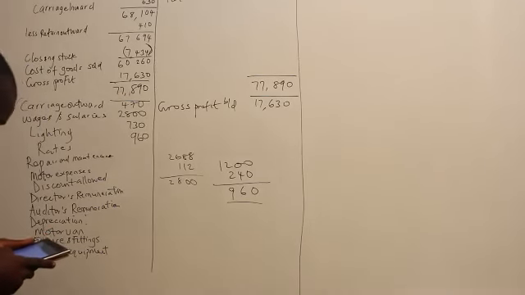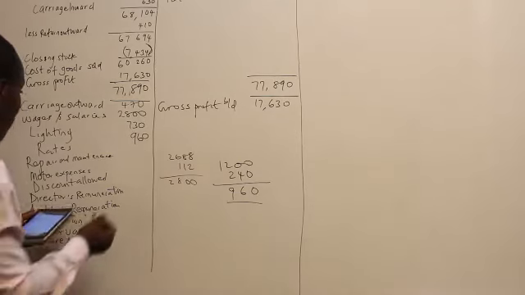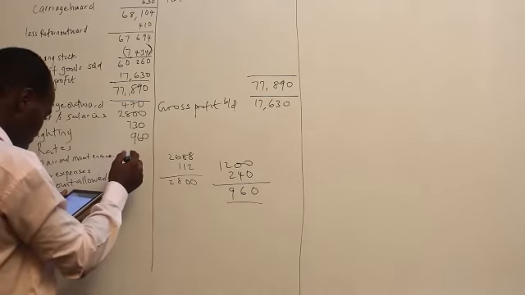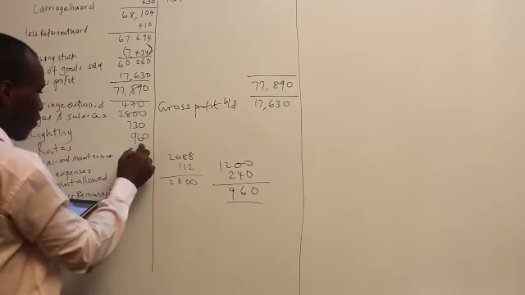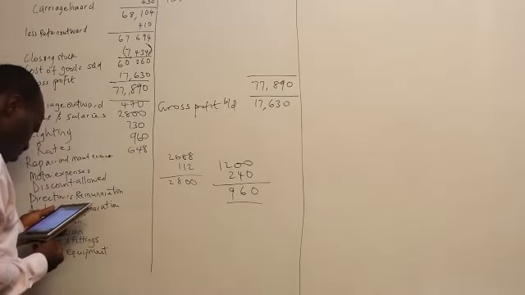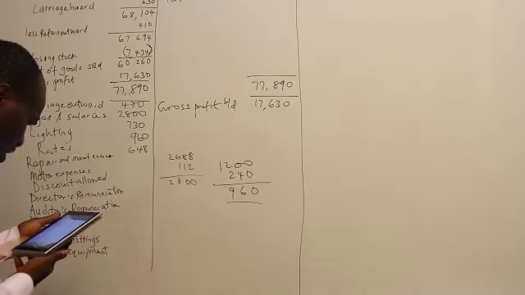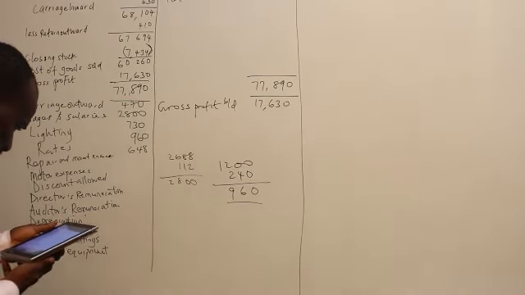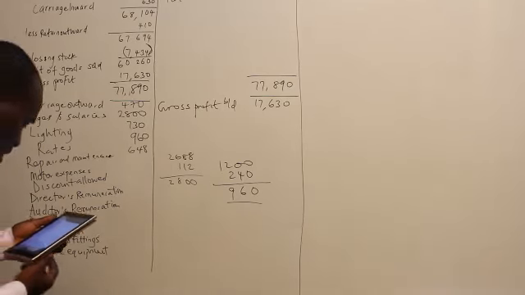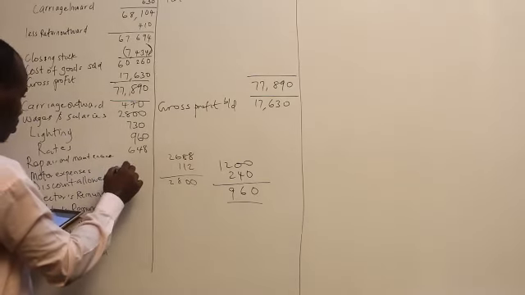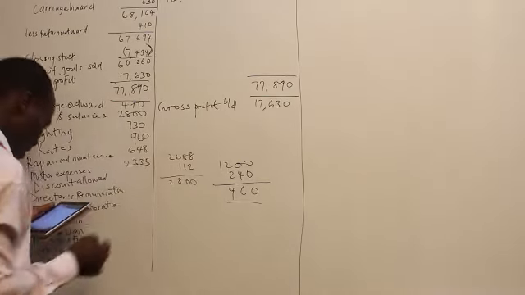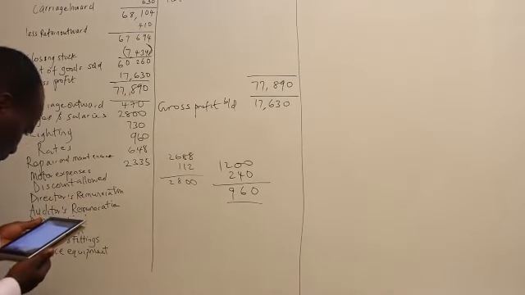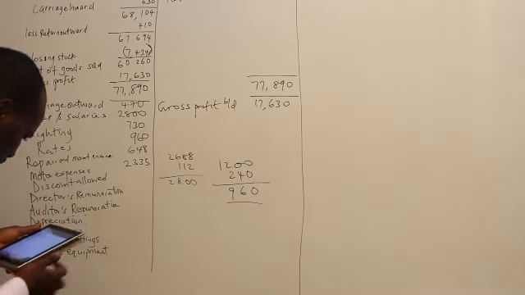Now we have repairs and maintenance, and we can find that in the additional information. We can have it here now. So repairs and maintenance, which is 648. And the next thing we have is motor expenses. We also don't have that in the additional information. So we have 2,335 on that. 2,335.